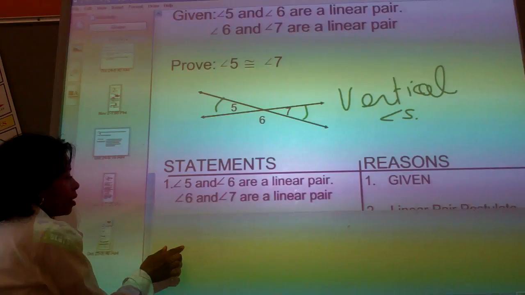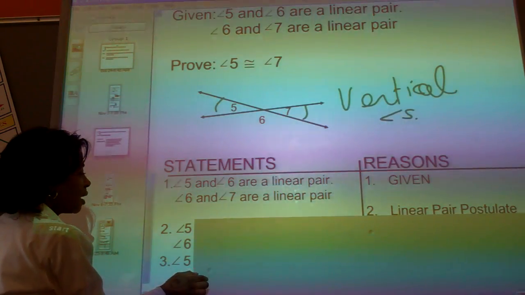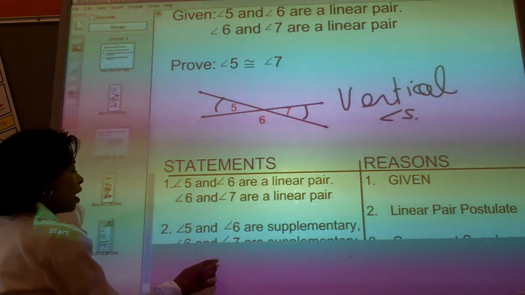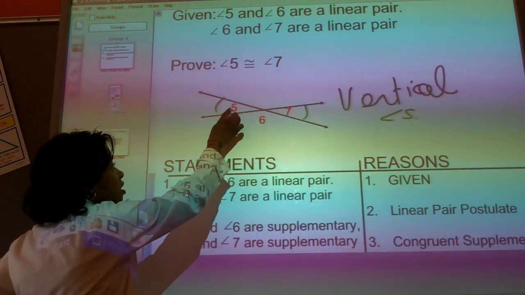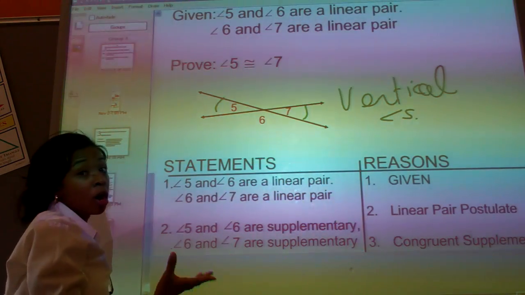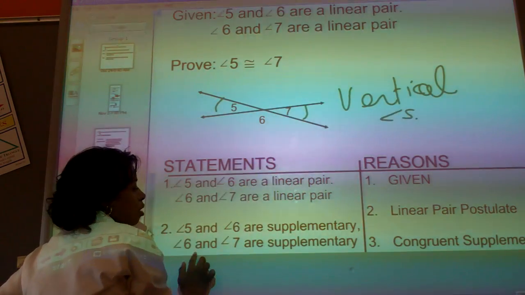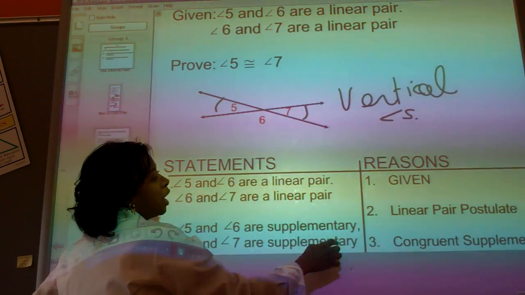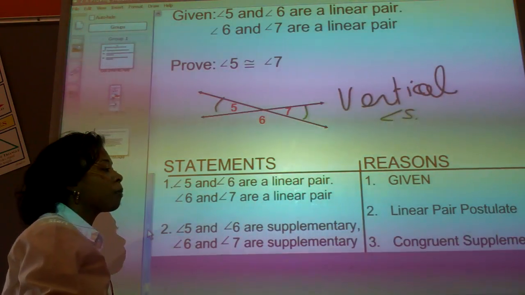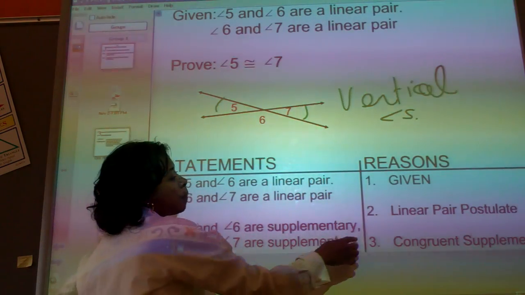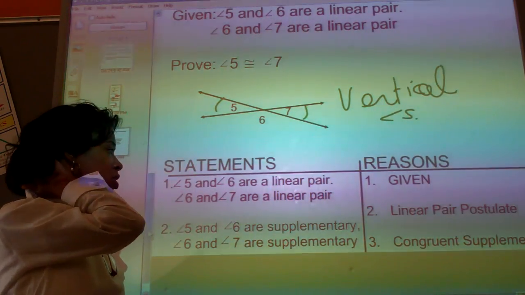What's the next statement? The next statement says that angles 5 and 6, which are the linear pair, are supplementary. And angles 6 and 7 are also supplementary. And the reason is the linear pair postulate, which we've already studied.